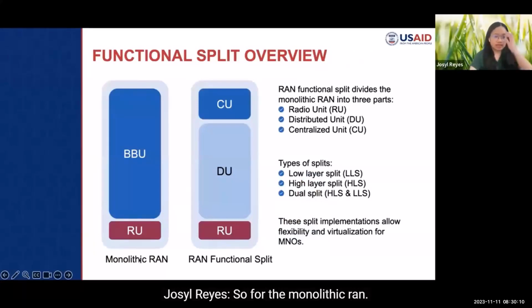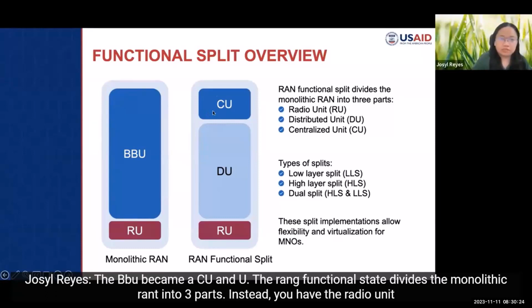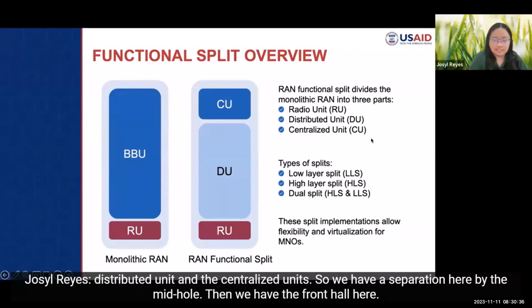So for the monolithic RAN, we just have the BBU as is, same big block, and then we have the radio unit. But because of the technical report 38.801, the BBU became a CU and DU. The RAN functional split divides the monolithic RAN into three parts instead. You have the radio unit, distributed unit, and the centralized unit. So we have a separation here by the mid-haul, and then we have the front haul here.